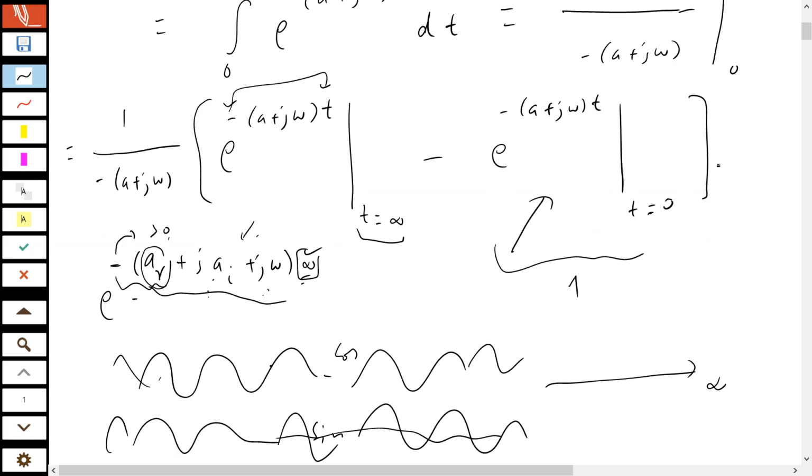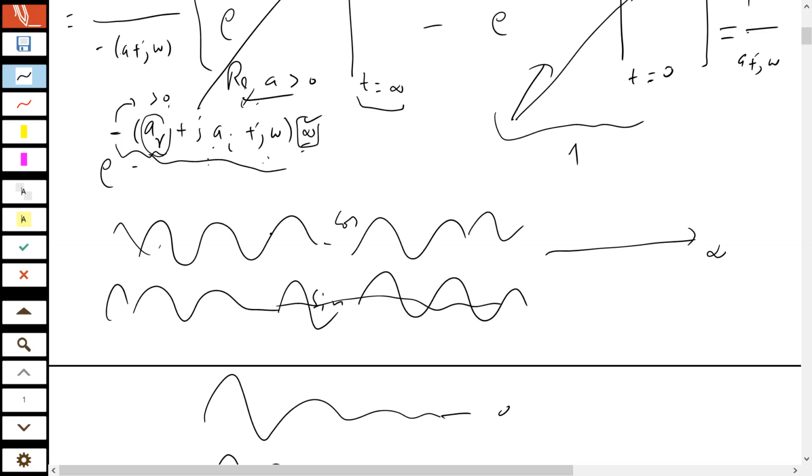So what is your final answer? When we apply that condition that the real part of A is positive, tell me now the final answer. This will be 0 and this will be 1, and this minus and minus cancel out, and the final expression you have is 1 over A plus j omega, right? So let's summarize this.